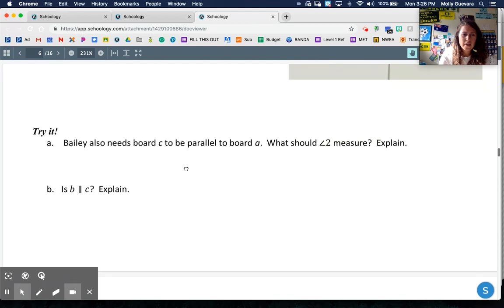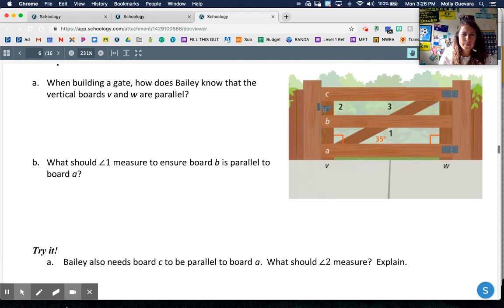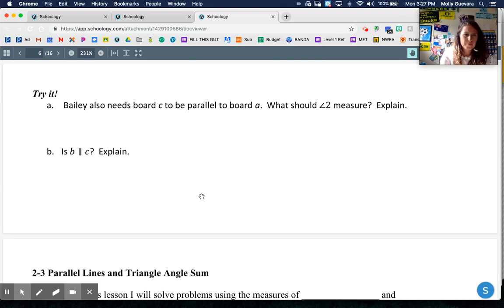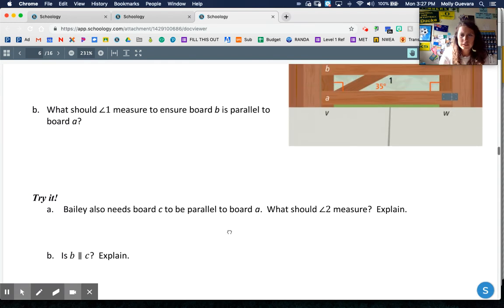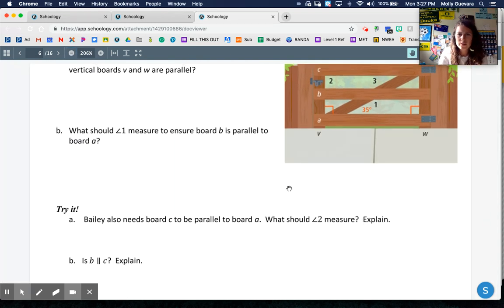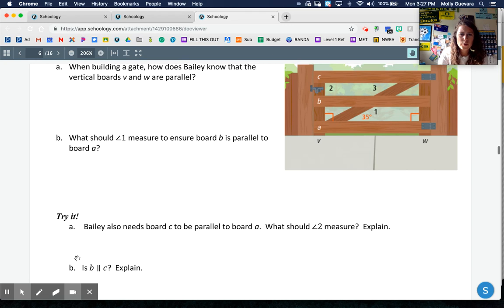Okay. And then the last question is, is B parallel to C? I'm going to have to move it down so we don't see it. So let's scroll down and actually look at the image, because this is really hard since I need the image too. Okay, there we go. So is B parallel to C? So let's look.